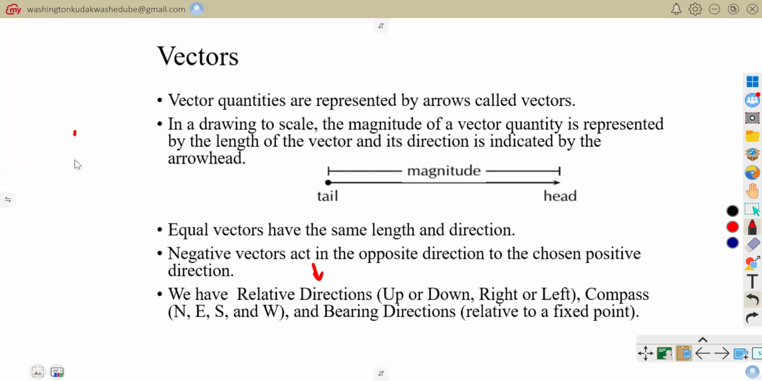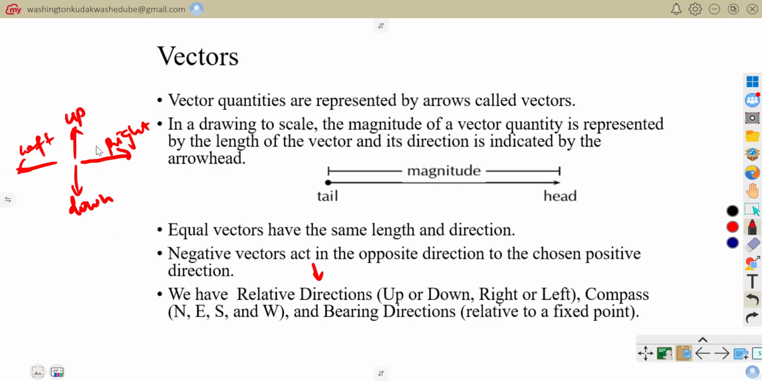Relative direction has to do with up or else down. We know that this is up and this is going down. That is relative direction. Or else we know that if you are going this side, you are going to the right, and if you are going that side, you are going to the left. This is what we are used to. This is just normal notation.